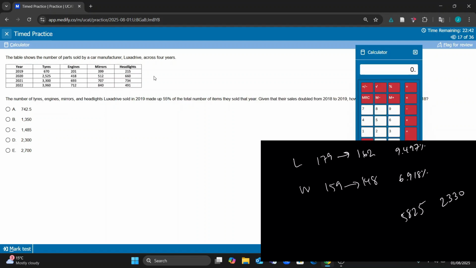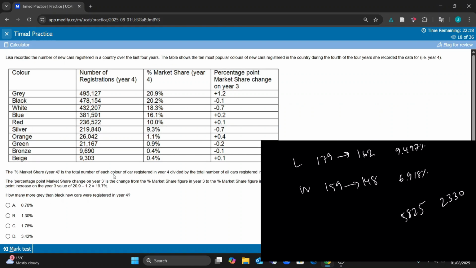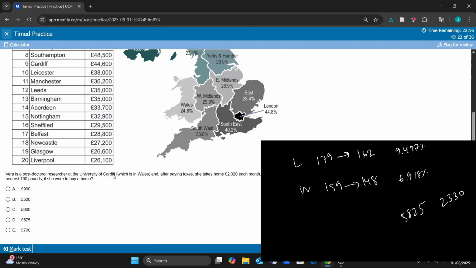4752. Tires and engines made up 50% of total items they sold. Given their sales doubled, how much did they sell? So Luxor Drive sold in 2019 tires, engines, 670 plus 201 plus 399. I could have added those up a little bit faster. That equals 55%. So then divide that by 0.55 to get the total amount. And their sales doubled. So how much did they sell in 2018? It's going to be half. How many more? Okay, I'm going to skip this.